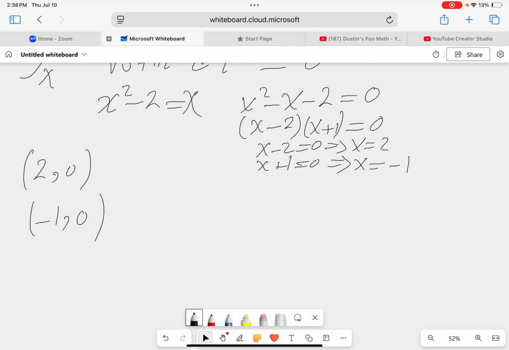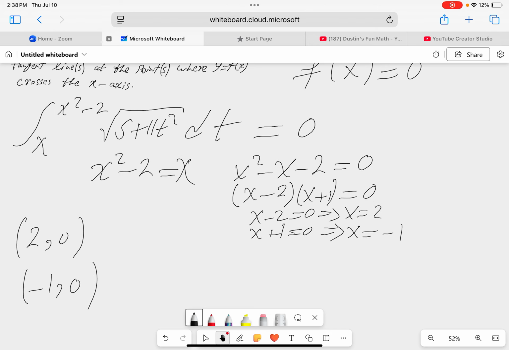Because it's asking for the tangent lines, for finding the tangent lines you need points and you need the slopes. So we have 2 points here, (2, 0) and (negative 1, 0). That means you're going to end up having 2 tangent lines, so I need to find 2 slopes. So how are we going to find the slope? To find the slope, you know that if you take a derivative of a function, you will get a slope.